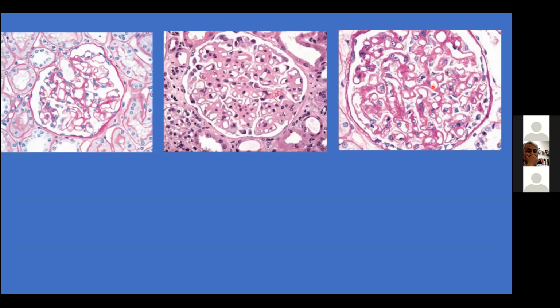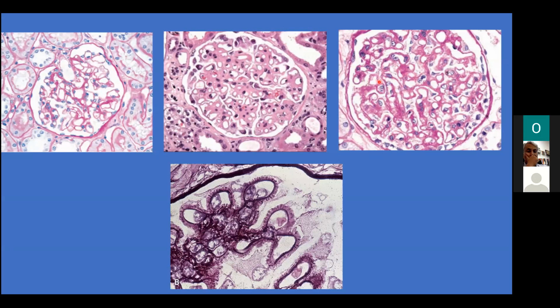Now we can compare this thickening with the tubular basement membrane. When you compare, obviously the basement membrane of the glomerular capillary wall is thickened here. So we can say this could be membranous nephropathy. Also, the Jones stain will sometimes help.